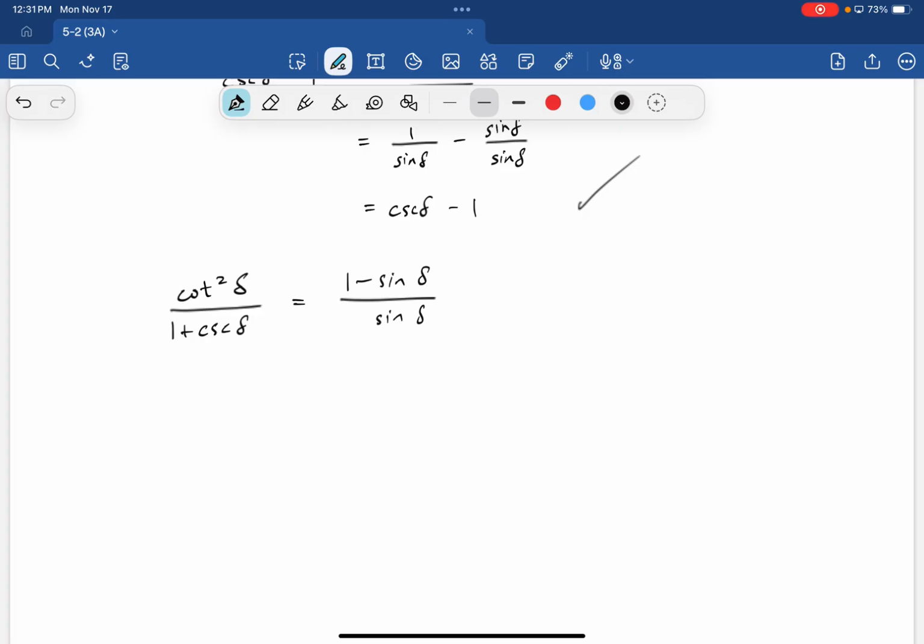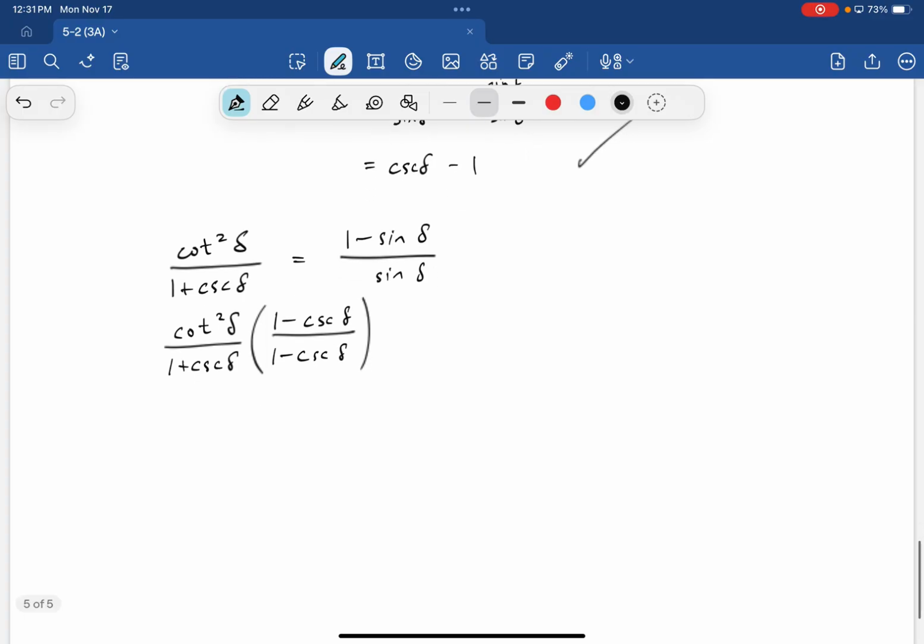So this time, let's do what we did before, which was multiplying by the conjugate. So the left side, let's try multiplying both top and bottom by 1 minus cosecant delta. Okay, so I have my original fraction, and then I'm going to multiply both top and bottom by 1 minus cosecant delta. Okay? And let's see if that works. Any questions?